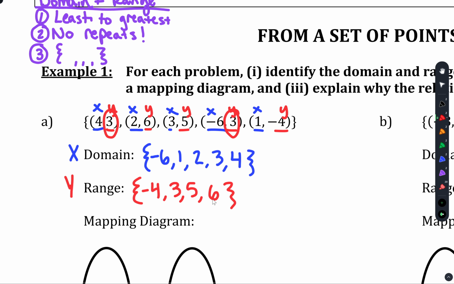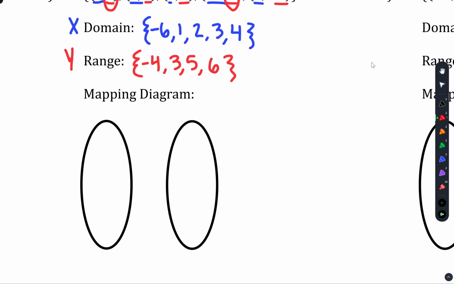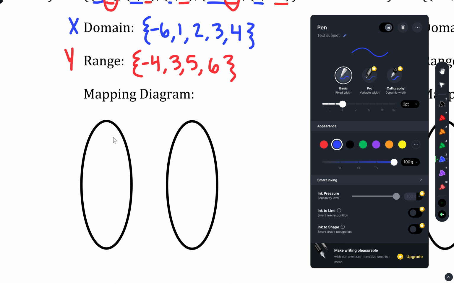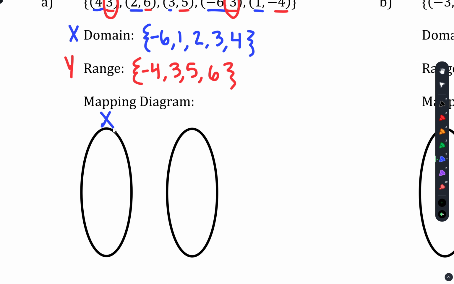Now we have to figure out, do these values represent a function, or is it just a relation that's not a function? The way we do that is using a mapping diagram. What's nice about doing the domain and range first is that my mapping diagram is going to come from those values that I just put in my domain and range. So I'm going to have one bubble represent the x's and one bubble represent the y's. And from my domain, that -6, 1, 2, 3, 4, I'm going to put those values in here. And from my range, -4, 3, 5, 6, I'm going to put those values in here.